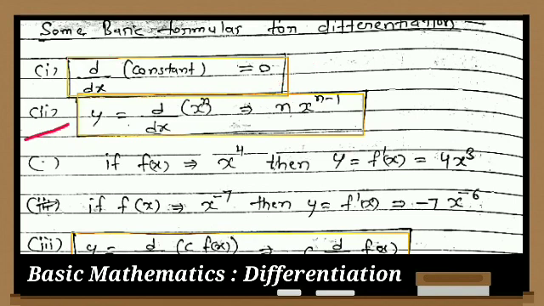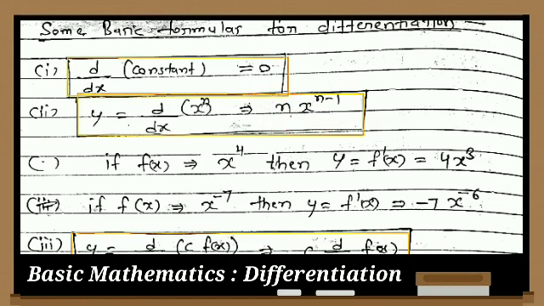The second one is y equals d upon dx. In brackets, we put x power n. So we are finding the differentiation of x power n with respect to x. The formula is n x power n minus 1. In this formula, we put n here and put the value n minus 1 here. Then we have to subtract 1 from the previous value which is given in the formula.